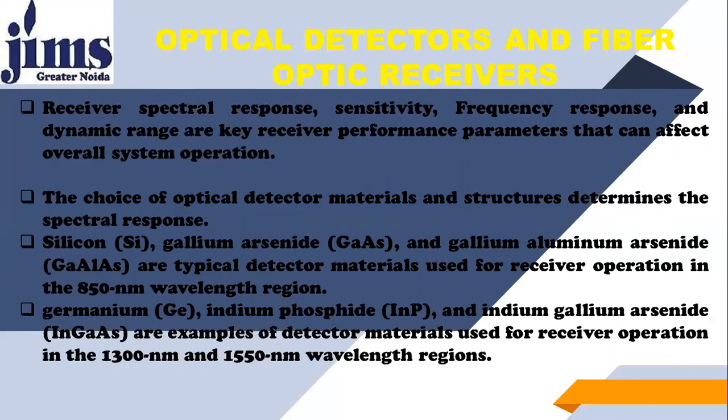And the choice of optical detector materials and structure determines the spectral response. So the spectral response of the optical detector depends on the material and structure. Basically, silicon, gallium arsenide, and gallium aluminum arsenide are typical detector materials used for receiver operation in the 850 nanometer wavelength window. And germanium, indium phosphide, InP, and indium gallium arsenide, InGaAs, are examples of detector materials used for receiver operation in the 1300 nanometer and 1550 nanometer wavelength region.